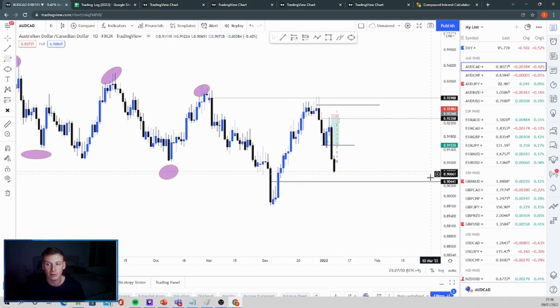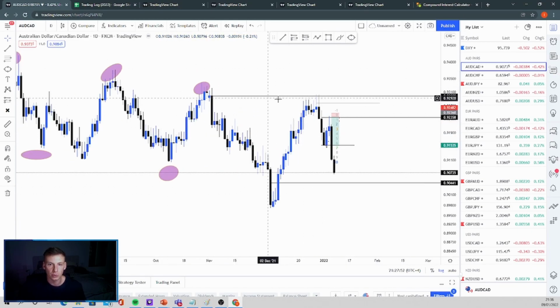So this is on a daily time frame. There was this beautiful move here which you could have definitely caught. Unfortunately I missed it, but you know, you don't catch them all, and there's always more trades.